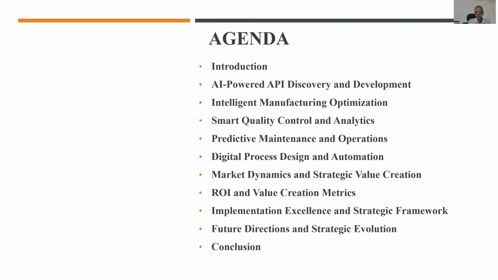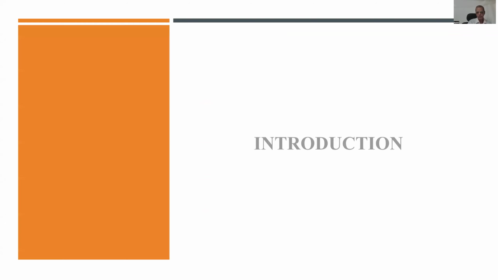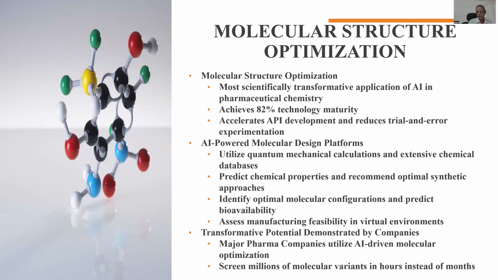So let's start with the agenda. I'm going to discuss the introduction, AI-powered API discovery and development, intelligent manufacturing optimization, smart quality control and analytics, predictive maintenance and operations, digital process design and automation, market dynamics and strategic value creation, ROI and value creation metrics, implementation excellence and strategic framework, future directions and strategic evolution, and finally coming to the conclusion. So let's start with an introduction.